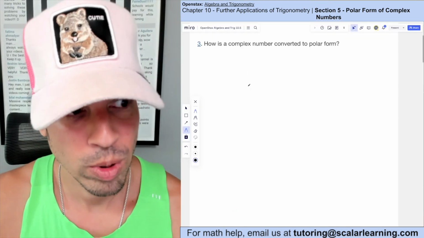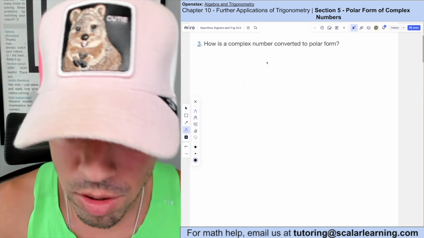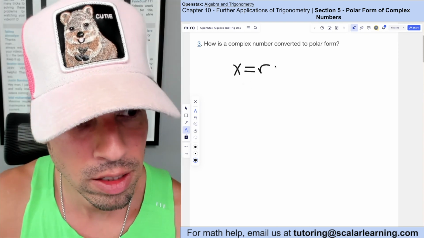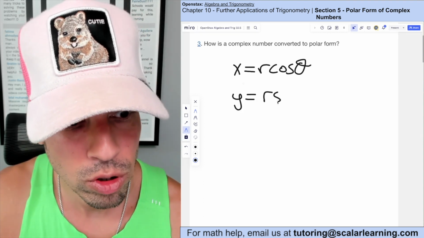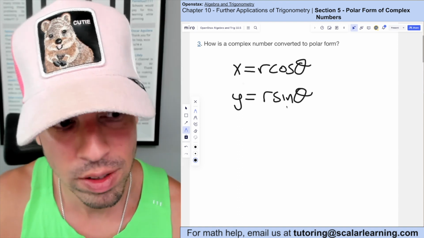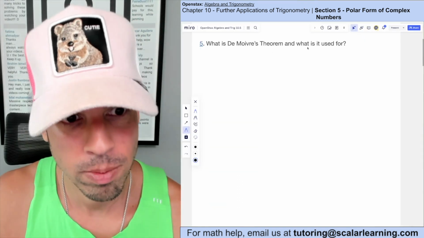Done. Number 3, how is a complex number converted to polar form? So the way we do that is as follows. So we're going to use this equation, x equals r cosine theta and y equals r sine theta, which we've seen in a previous section. So that's how you do it. Done.